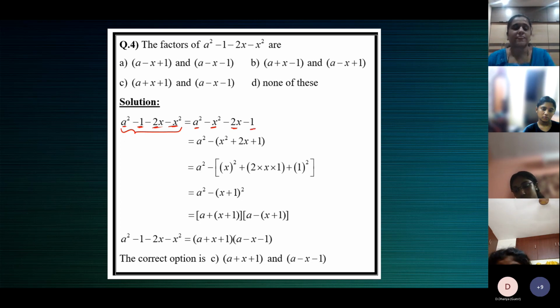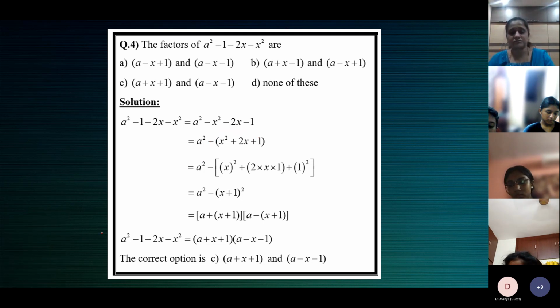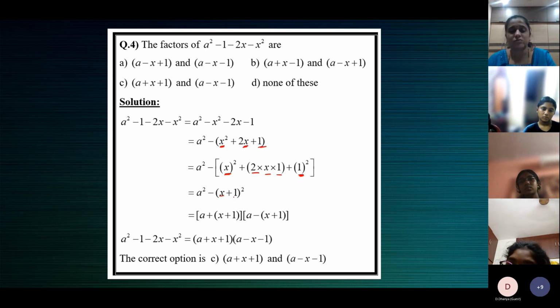Please look at your screen. Take out minus common. A square as it is, take minus common. In the bracket, you will get x squared plus 2x plus 1. Why? Because when you multiply this minus with all the terms, it becomes minus x squared minus 2x minus 1. Now this is like a square and this is like b square, and this is 2ab. A square plus b square plus 2ab is nothing but a plus b the whole square. X plus 1 the whole square.